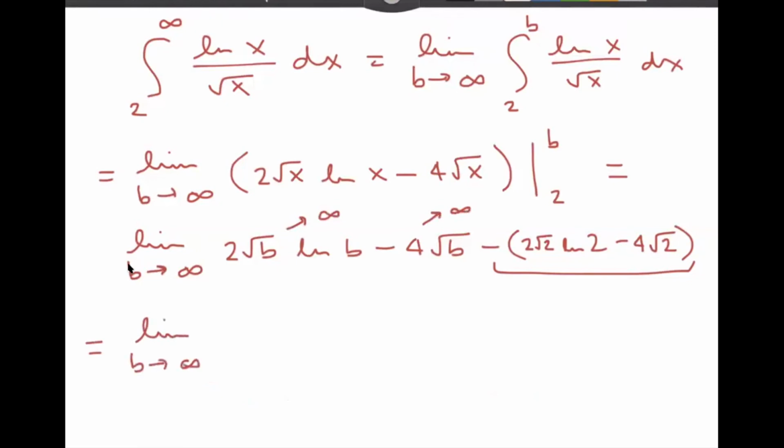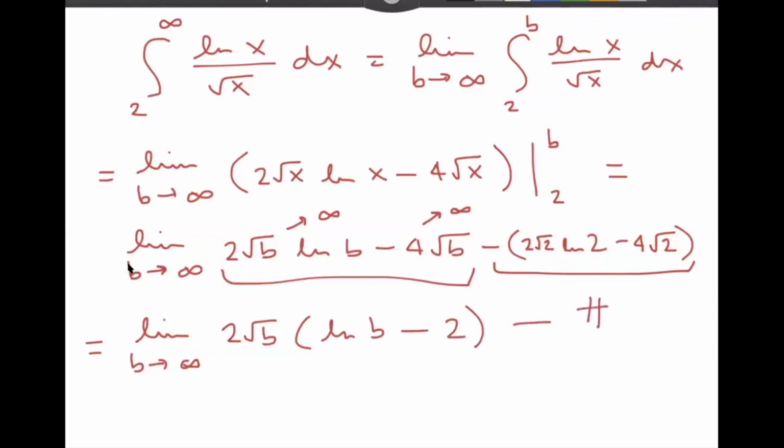I'm going to factor out 2 square root of b out of only these two terms. If I factor out 2 square root of b, inside I'm going to have natural log b minus 2. And then again, we don't really care about this part. You know what? I'm just going to call this number. Okay, now once it's written in that form, as b increases without bounds, so does this, and so does this.